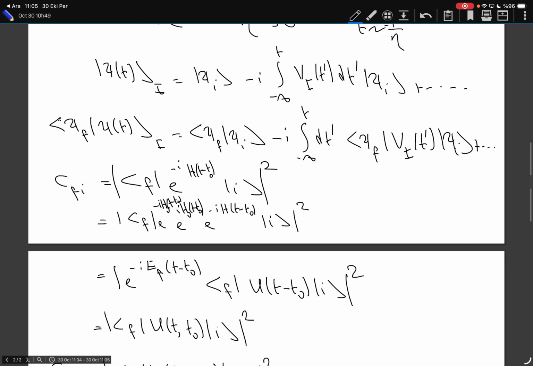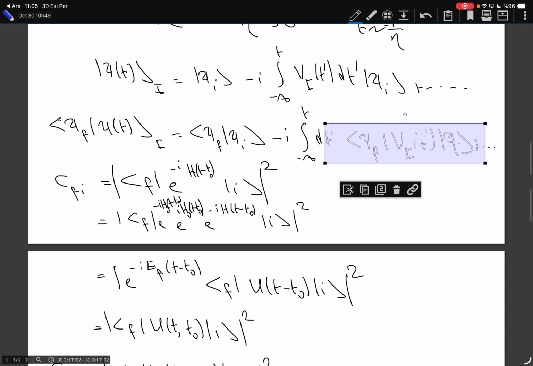Now, I will take the initial and the final state to be different. So the first term in this expansion is 0. I need to calculate this one over here. Let me just look at the time dependence first.